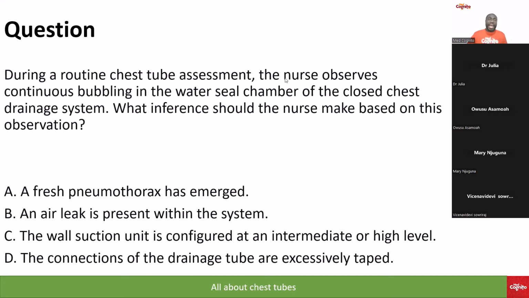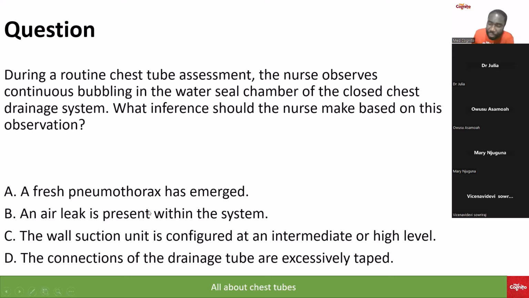Okay, another question. Today, I want us to kill the whole chest tube thing. Chest tube should not cause us grief and stress again. We should be able to get in there and know that we can ace every question on chest tube. I want someone else to read this for us.